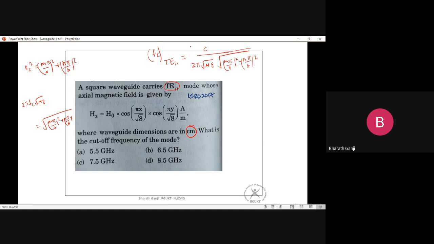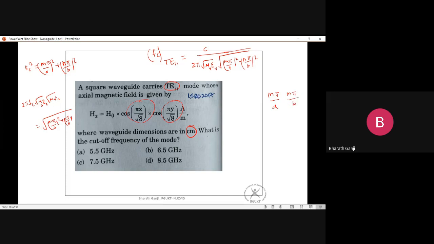It doesn't matter. Of course, this is mu r and epsilon r, so this mu can be written as square root of mu naught into square root of mu r epsilon r. So 1 by square root of mu naught epsilon naught is nothing but c. Let's assume it is air filled; nothing is given here. But what I can see from the equations is that it should be like m pi by a and n pi by b.